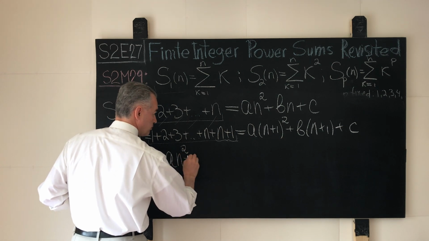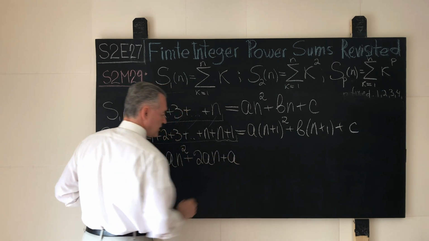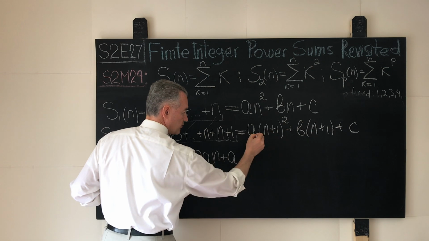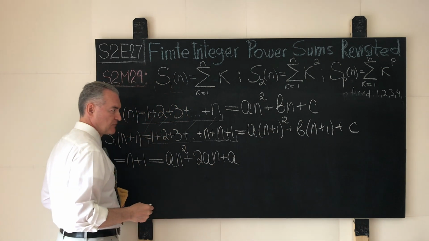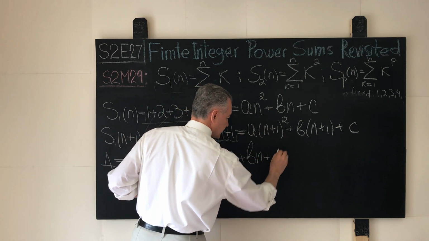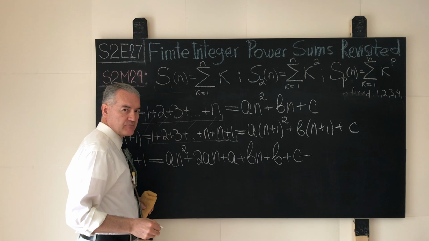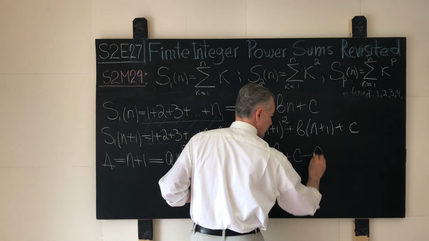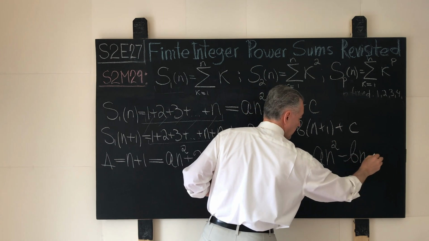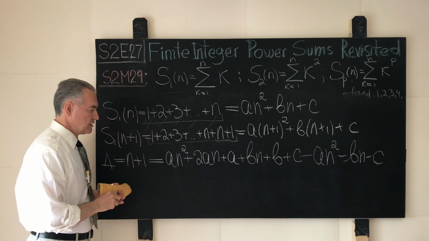An squared plus 2an plus a. Everyone understands where this string of symbols came from. We spelled out (n plus 1) squared and multiplied it through by a. Then plus bn plus b plus c, minus, what are we subtracting from this polynomial? The original one: minus an squared, minus bn, minus c. Everyone understands where this material came from.